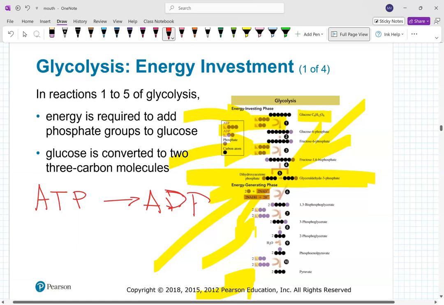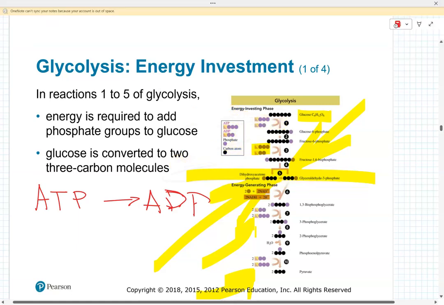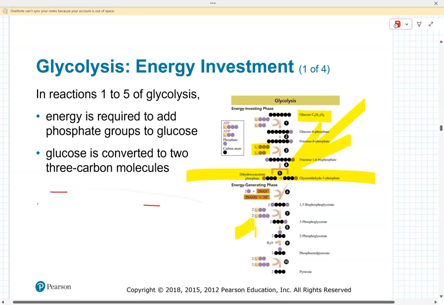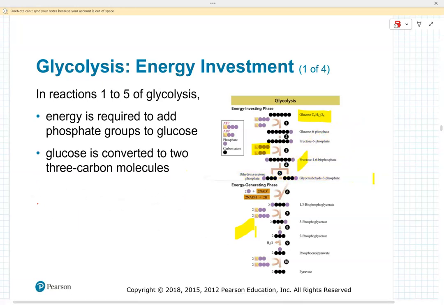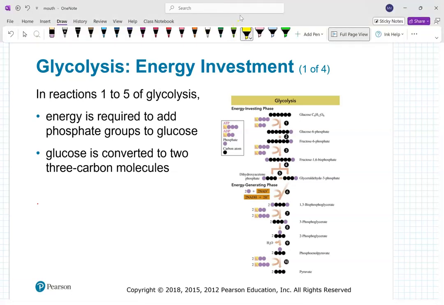So, no, not there. Let me clear everything because it's a bit crowded and we're going to go over this. Okay. I'm literally going to ask you to count maximum to 6. And I'm going to talk to you, okay? So first I want you to look at the energy investment phase.